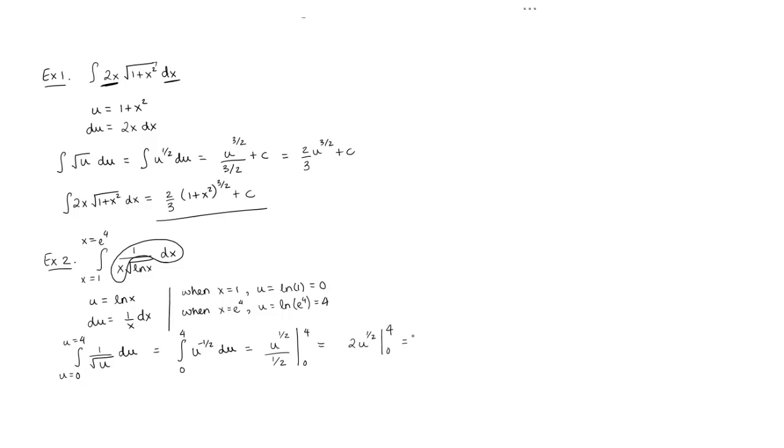Now I just plug in my upper bound. I get 2 times 4 to the 1/2 minus 2 times my lower bound, 0 to the 1/2, which is just 2 times, now 4 to the 1/2 is just the square root of 4, which is 2, minus 2 times 0 is just 0. So my final answer is 4.